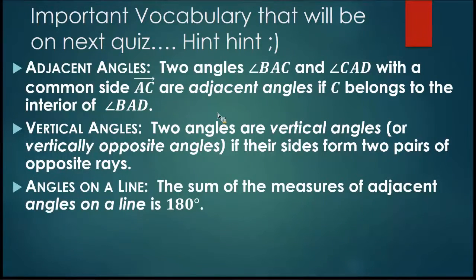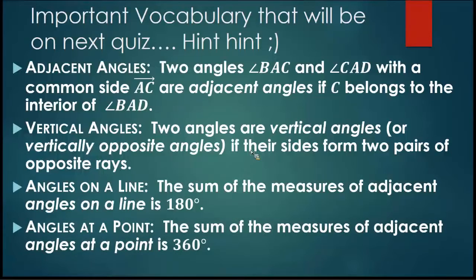Angles on a line. So angles on a line, you have a straight line, different angles that make up that line, they're going to add up to a total of 180 degrees. Finally, the last one, angles at a point. So angles at a specific point, the distance all the way around would be 360 degrees.